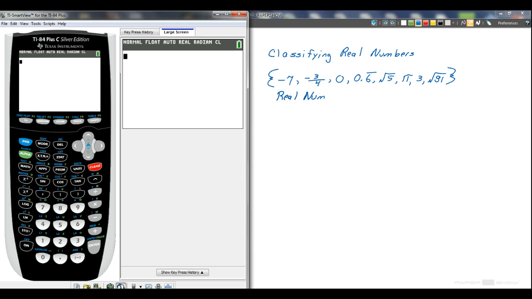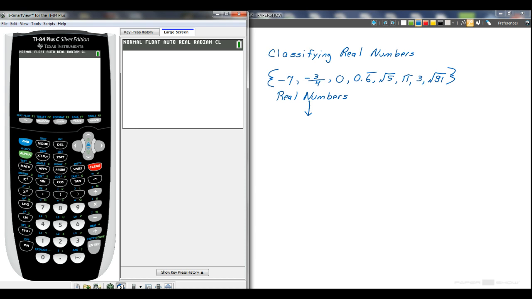At some point in your math career you will learn about complex or imaginary numbers, but until that point we just assume that everything in our class is real numbers. So if we look at all the numbers listed here, -7 all the way over to square root of 81, they are all real numbers.